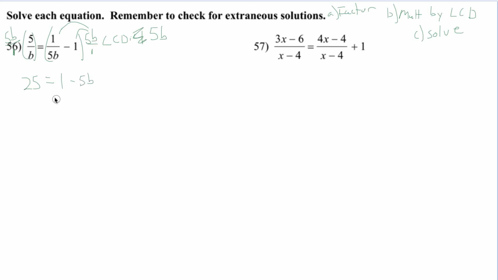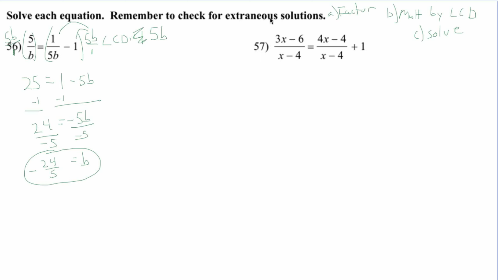Now we want to solve for b, so we would subtract 1 from both sides. Negative 5b on the right equals 24, and divide both sides by negative 5. So b is negative 24/5. It says check for extraneous solutions here. Extraneous solutions would be things that, in this case, make the denominator 0, because we can't divide by 0. 24/5 will not make the denominator 0, so it works. So on to the next one.